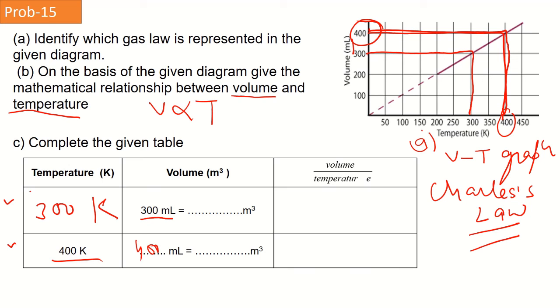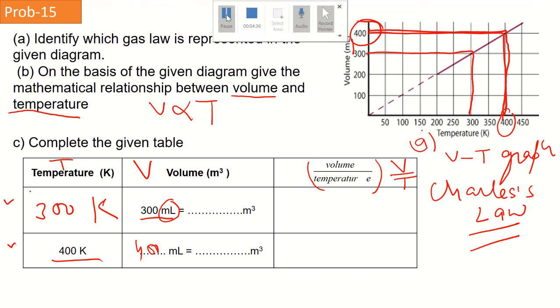Now here you have to find the ratio of the volume and the temperature. This is temperature T and this is volume, so you have to find the ratio of V over T. But before putting this, you have to change this one. This milliliter should be meter cube. So this milliliter you have to change to meter cube.